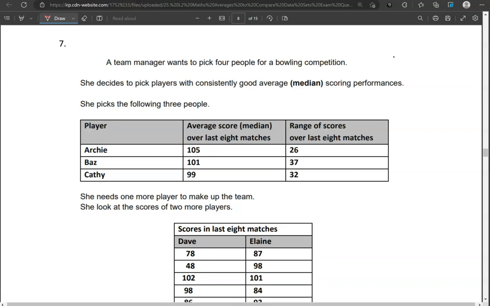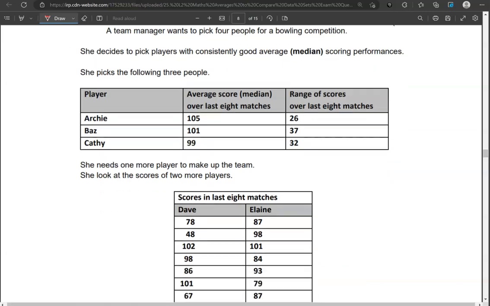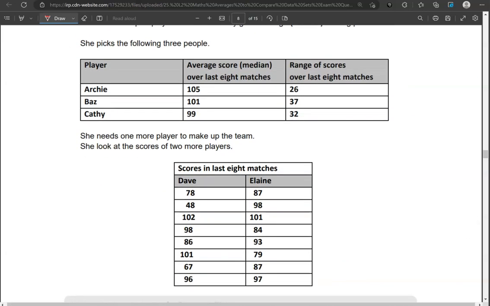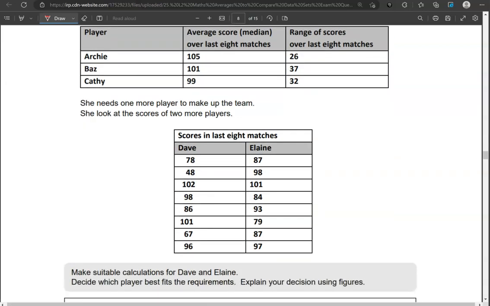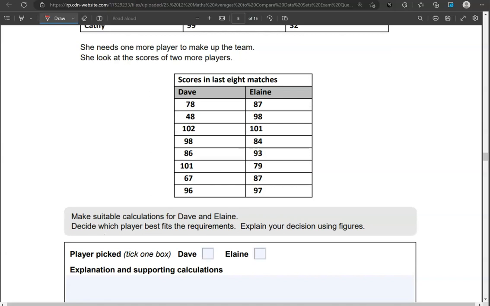A team manager wants to pick 4 people for a bowling competition. She decides to pick players with consistently good average, median scoring performances. She picks the following 3 people: Archie, Baz and Kathy. She needs 1 more player to make up the team. She looks at the scores of 2 more players. Make suitable calculations for Dave and Elaine. Decide which player best fits the requirements. Explain your decision using figures.